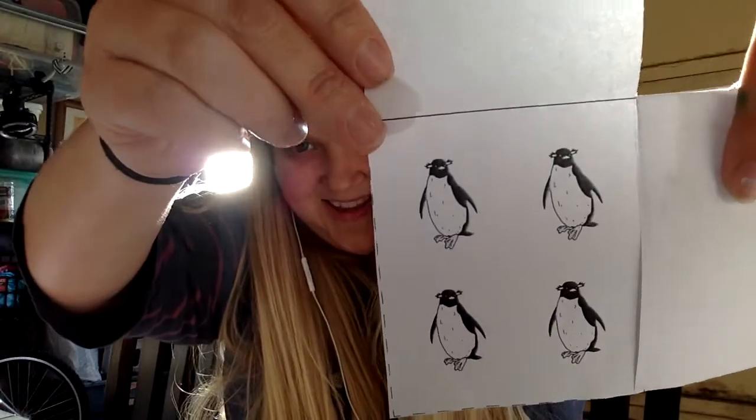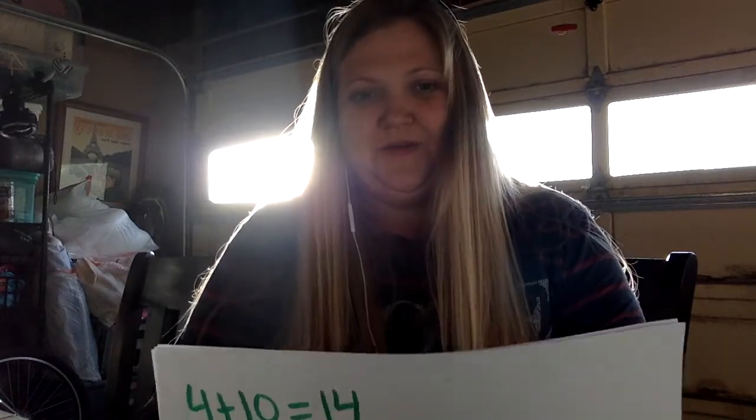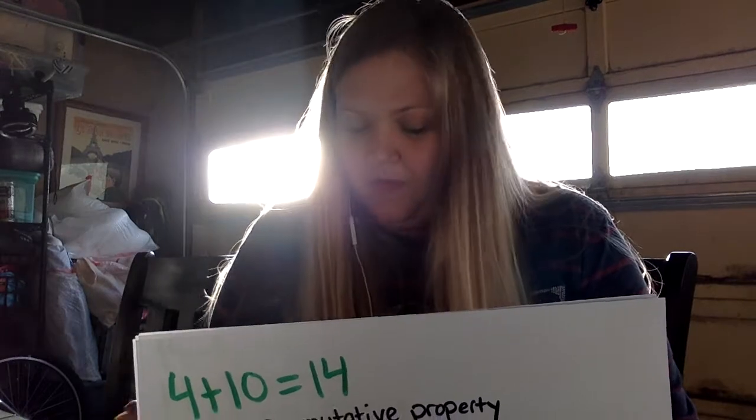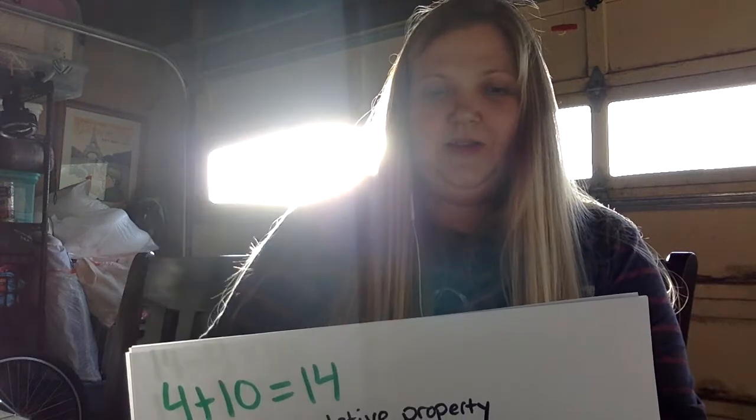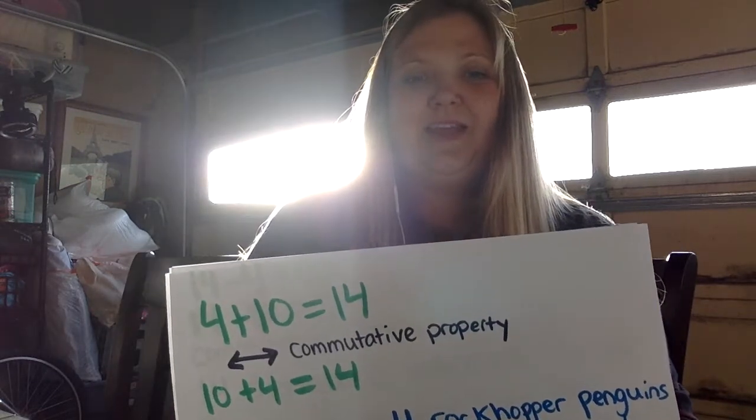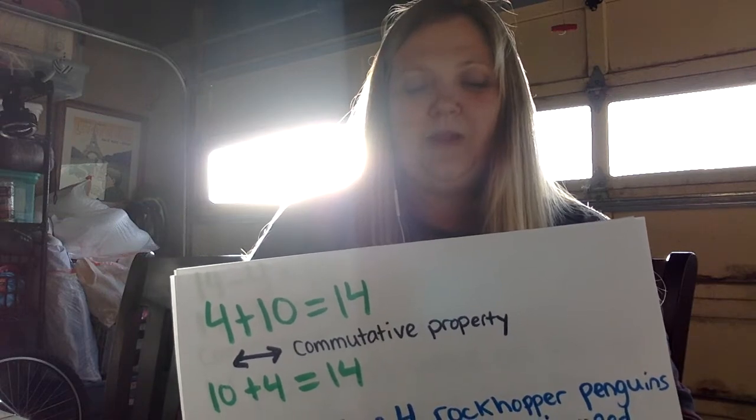But let's go ahead and lift the first flap and see how many rockhopper penguins are underneath. And we have how many? That's right, 4 rockhopper penguins. If there are 4 under this side, and we know there have to be 14, how many are on the other side? Oh, that's right. You are thinking. Good for you. 4 plus 10 equals 14. Well, remember, we could turn it around and have 10 plus 4 equals 14 using our commutative property of addition.